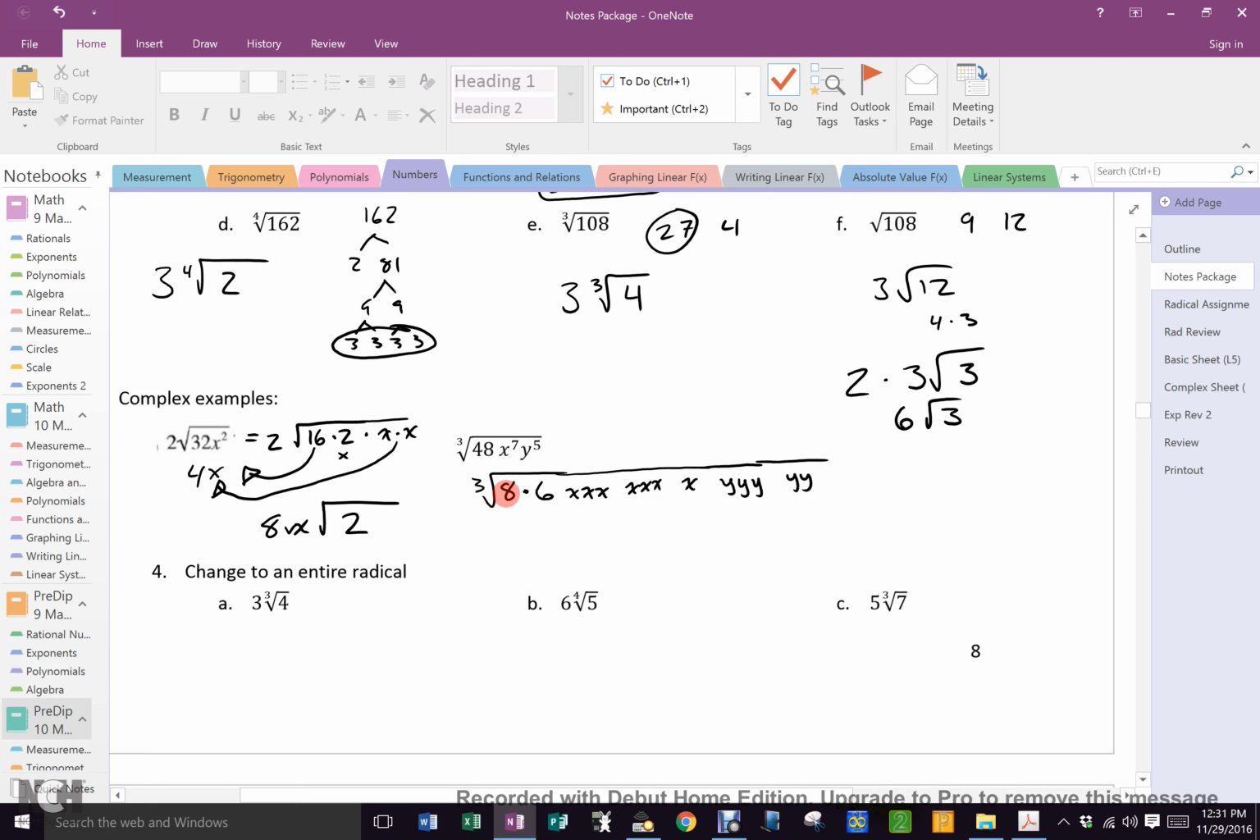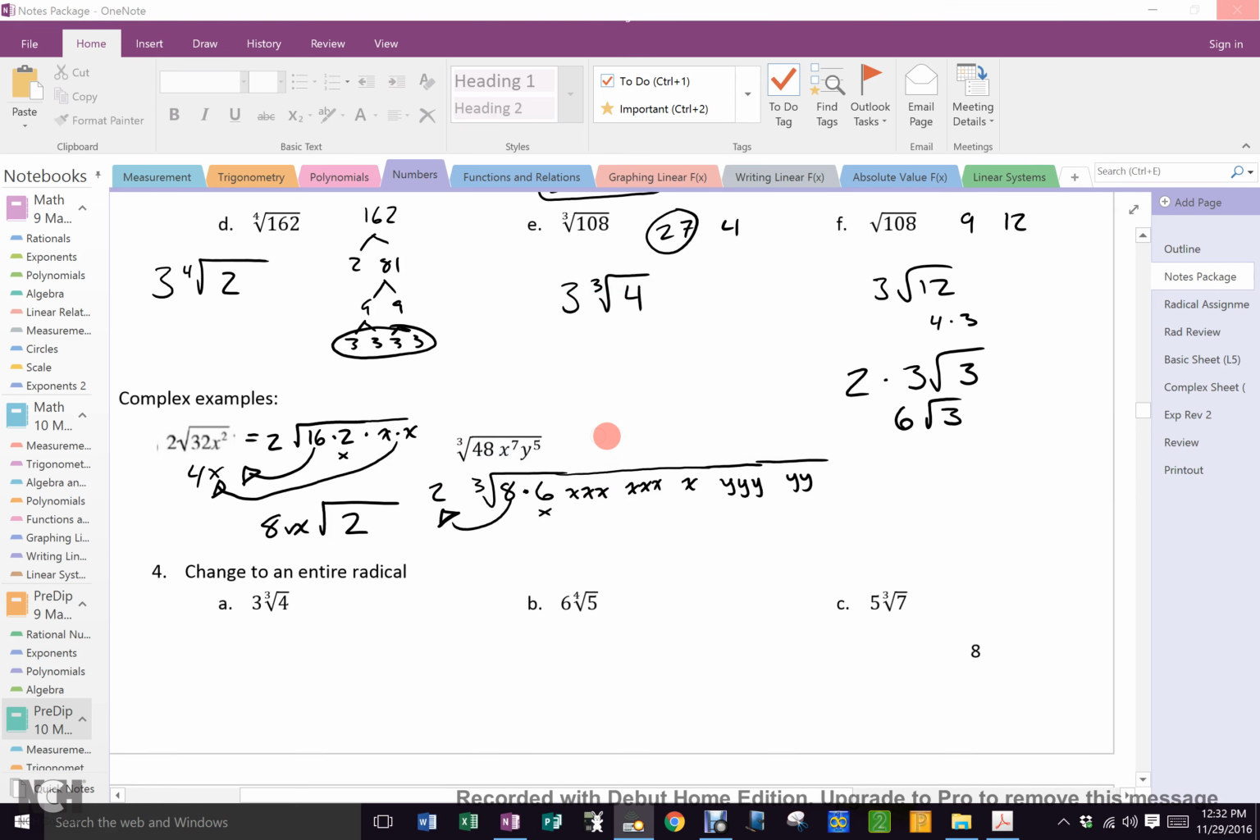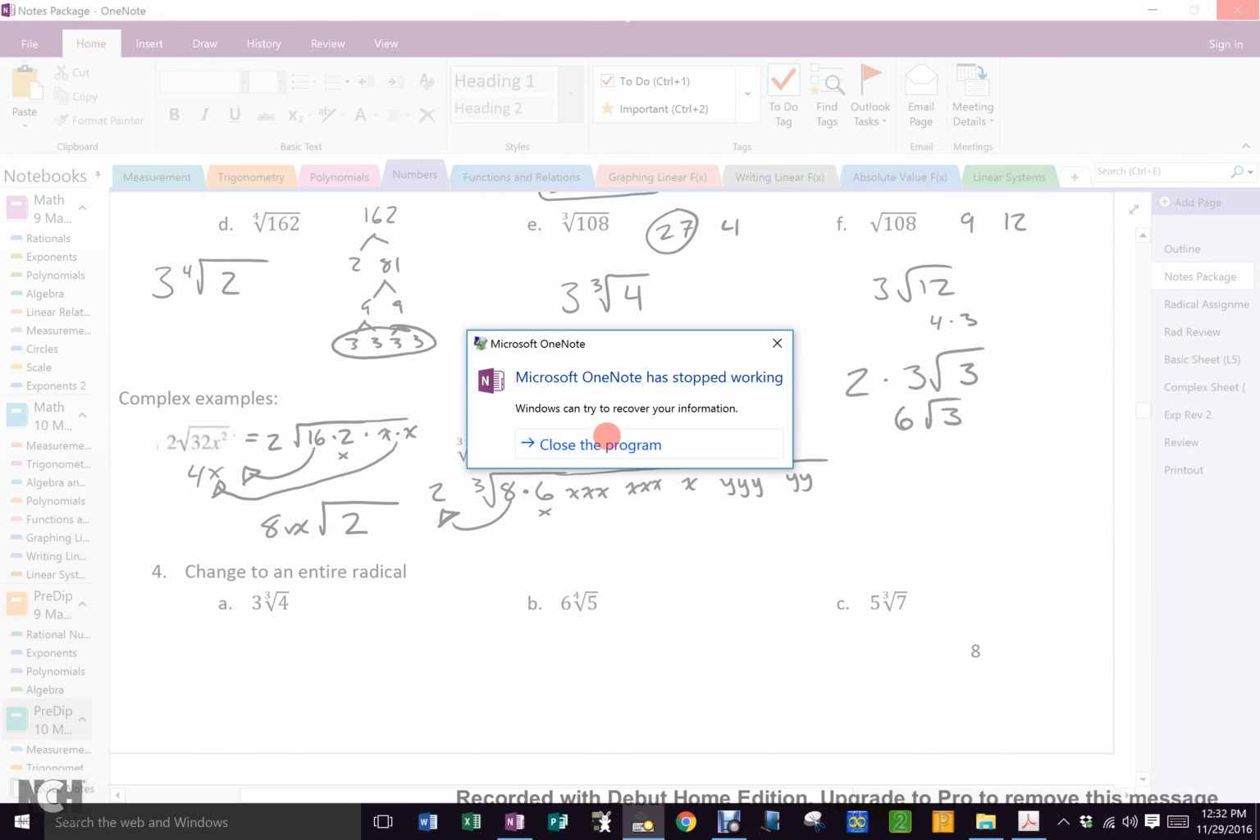Now, do I have a cube root of 8? What is it? 2. So what comes out? 2. Is there a cube root of 6? No. Nope, so he's staying there. Is that a group of 3? So what comes out? One x comes out. Well done, Ethan. What happens with the second group of 3 x's? Comes out. Out comes another x, yes?